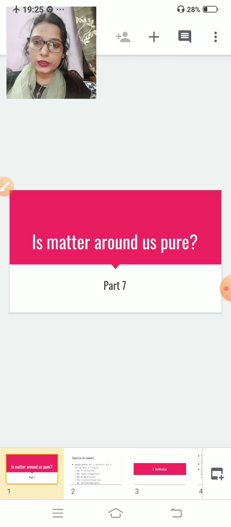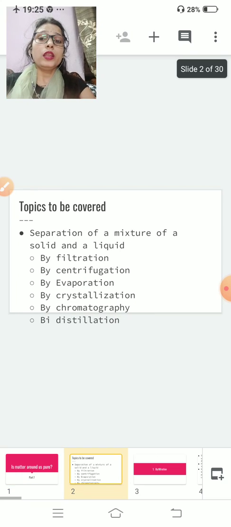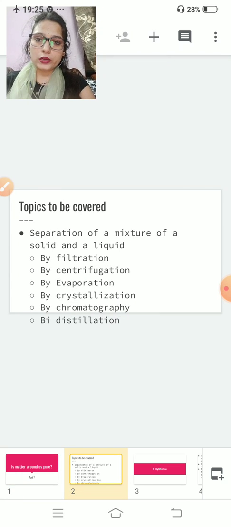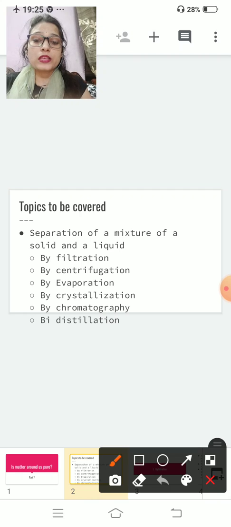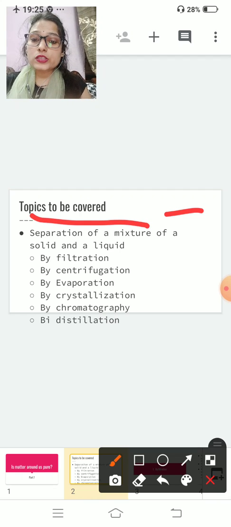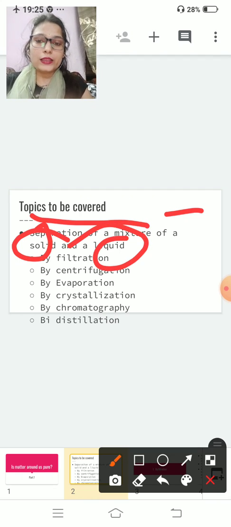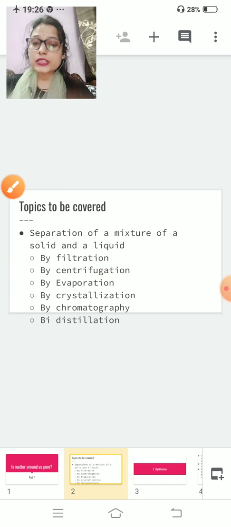So with this I think everything is clear to you. So let us start with part 7. The topics which we are going to cover are: in the previous video we did separation of a mixture of two solid substances. In this we will do separation of a mixture of a solid and a liquid. That means in this, one substance will be a liquid and one substance will be a solid. So there are 6 methods.